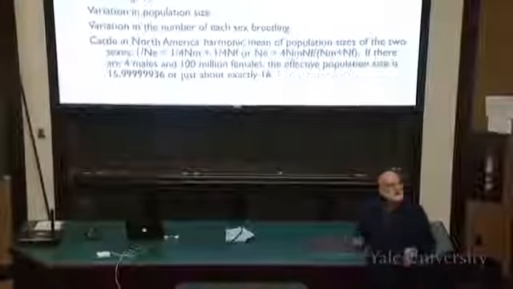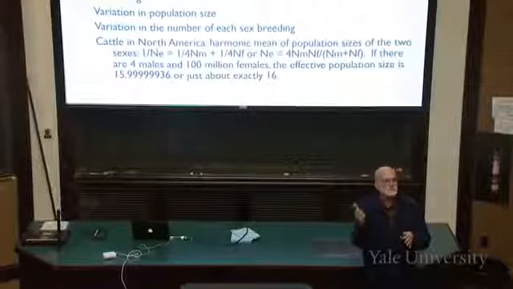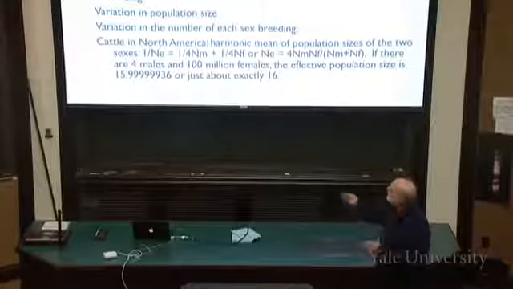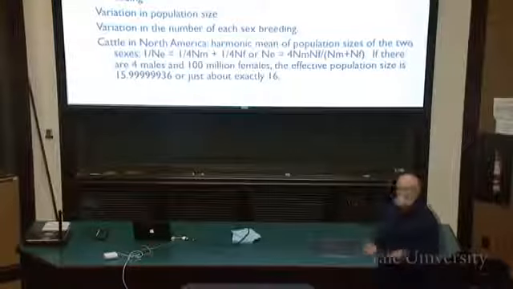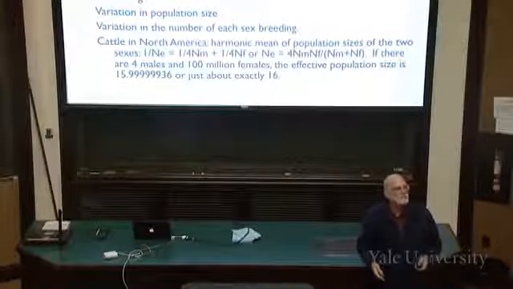And these formulas that have been developed give us the opportunity to take that complex situation and make a quick, useful, back-of-the-envelope calculation of how we can expect genetic drift to be going on in cattle in North America. Basically, they are a small population.